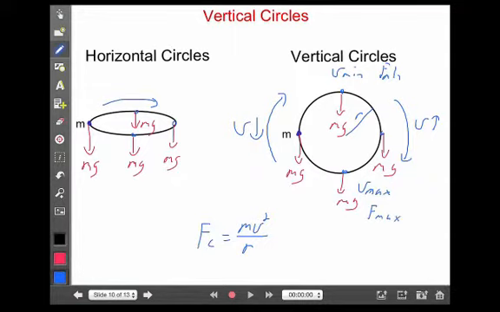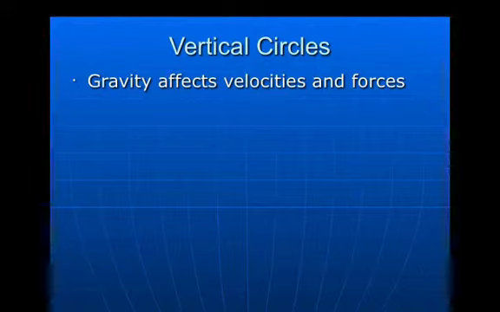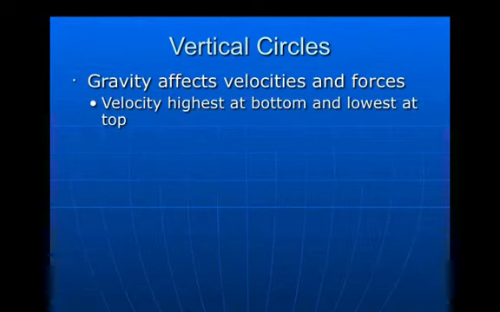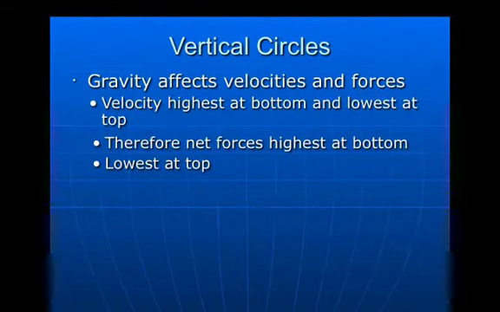Now, there are two reasons it's going to be involved. One is simply the idea of centripetal force. Maximum velocity should yield maximum force, minimum velocity, minimum force, just in terms of centripetal force. But it turns out that that weight factor also comes into play. So again, gravity is going to affect both velocity and forces in a vertical circle. So your velocity will always be highest at the bottom and lowest at the top. And therefore, net forces are always going to be highest at the bottom and lowest at the top.